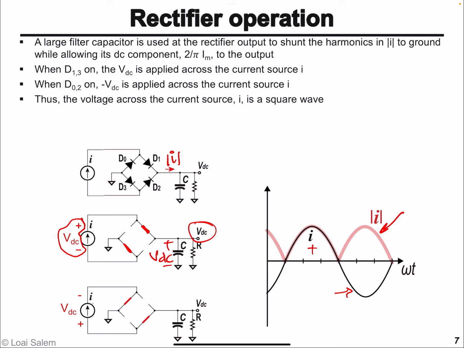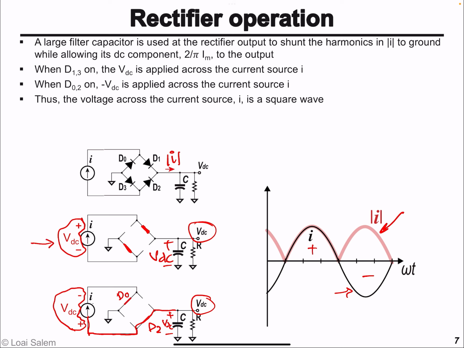Then, in the negative half cycle of the current, we said that the even numbered switches, D0 and D2, will be on. And so, as you can see here, the positive terminal of the DC load, or the voltage VDC, is essentially connected to the bottom terminal of the current source. So essentially, the VDC will appear upside down with positive polarity at the bottom across the current source.